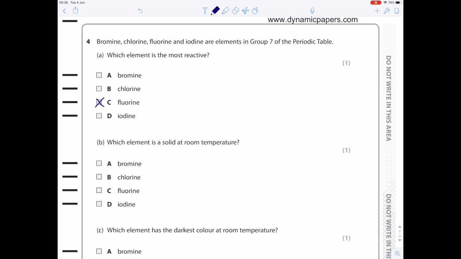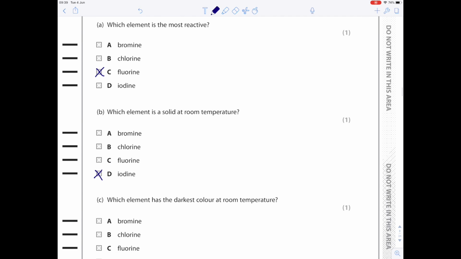Which element is a solid at room temperature? So the boiling point increases as you descend the group. So we're looking for the lowest member of the group, and that's iodine. And remember that iodine is a grey solid at room temperature, whereas bromine is an orange-brown liquid.